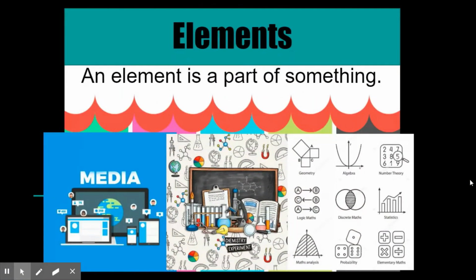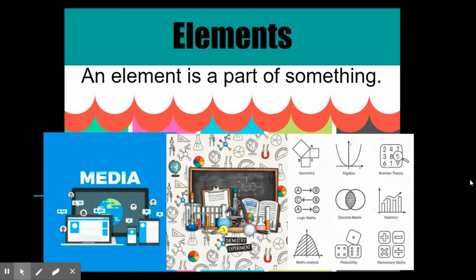So, elements. What are elements? Well, an element is a part of something. In media and IT, we have different types of elements, depending on what we're looking at. We have phones, tablets, Chromebooks, computers. All of that is elements of media. If I'm looking at chemistry, we have way too many different elements. We have the periodic table, those are different elements. Plus, we also have items that are part of chemistry or part of physics, things like that.